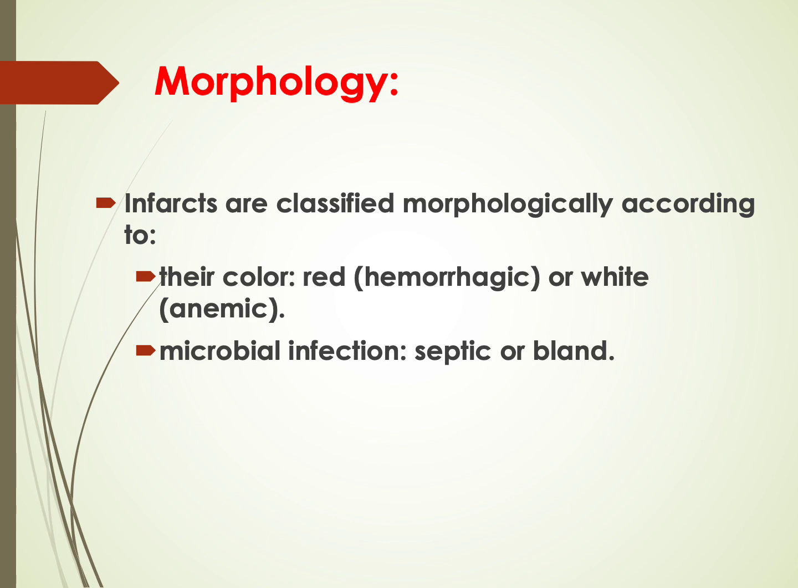The morphology of the infarcts is classified according to their color, which reflects the amount of hemorrhage. So infarcts are classified either as red, hemorrhagic, or white, anemic, depending on the amount of hemorrhage. And also, they are classified according to the presence or absence of microbial infection. So they are either septic if they have microbial infection, or bland if there is no microbial infection.